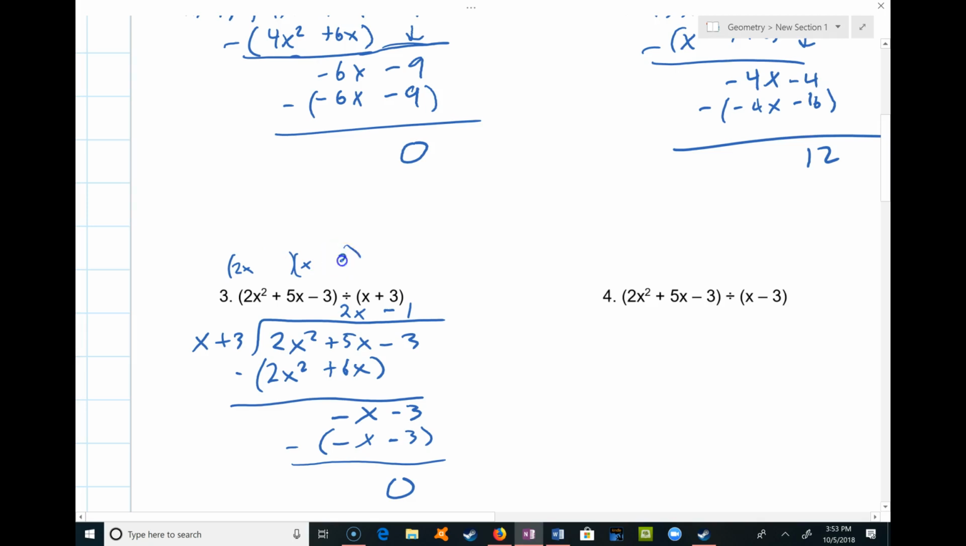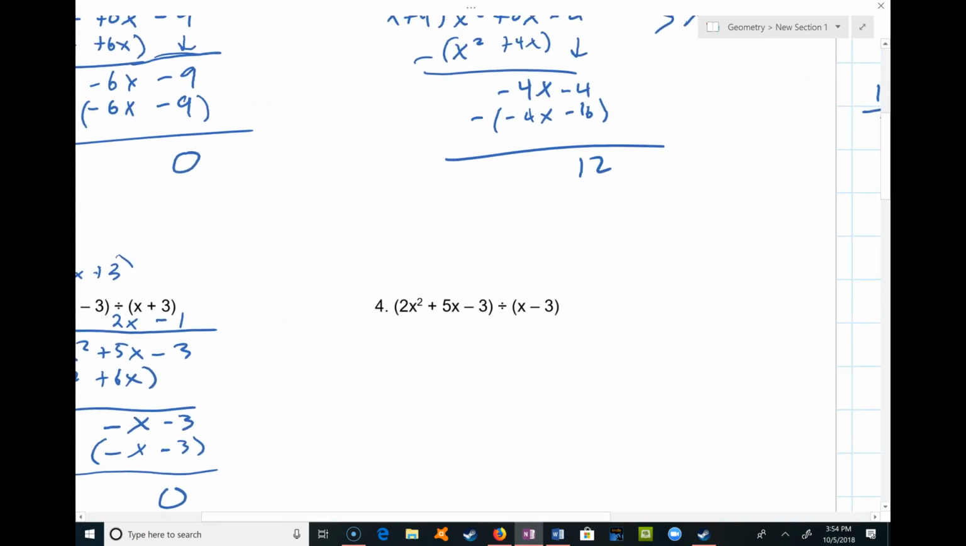A 3 and a 1. And that would be a positive and that would be a negative. And you can see that sure enough, the x plus 3's will cancel out and there would be a remainder of 0. Okay? So let's factor this one before we make that mistake of going through the whole long division.